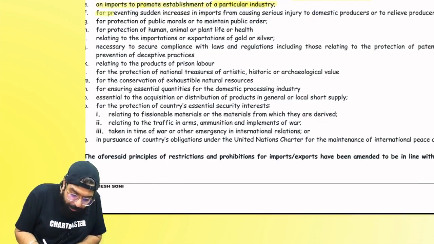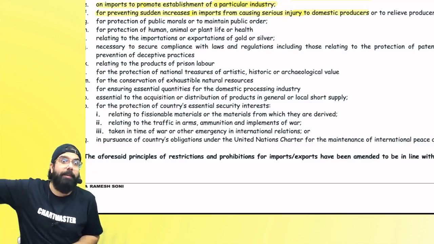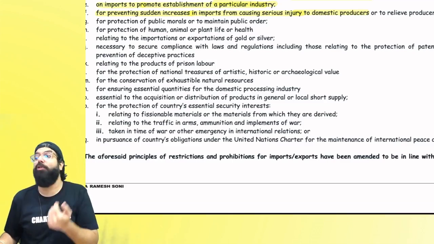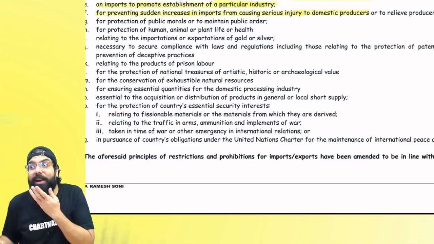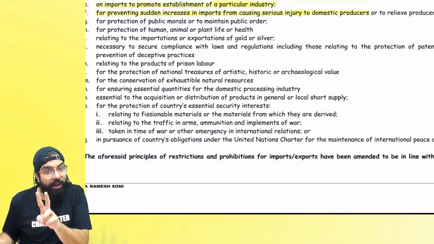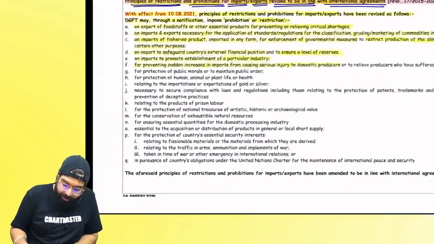They are saying, for prevention of sudden increase in imports causing serious injury to the domestic producer. If some imports are happening in huge quantity, I told you safeguard duty can be imposed. In the same way, restriction also can be imposed. What is a safeguard measure? Safeguard duty, tariff rate quota, and also they can impose restriction. Are you able to understand, everyone?